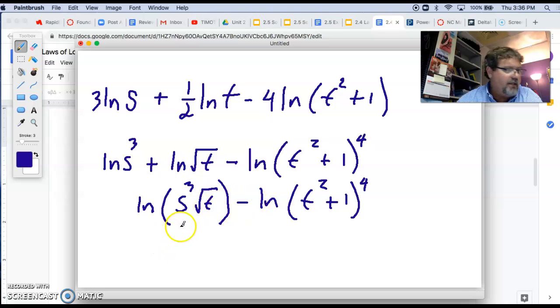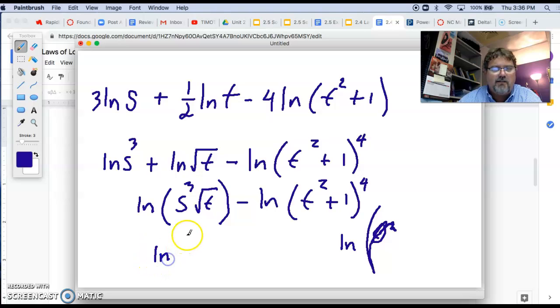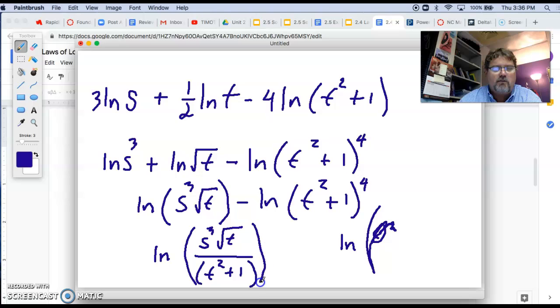And then finally, this can be a quotient. And our final answer is going to look like this. I'm kind of getting low on space. Let's put it right here. Natural log, big parenthesis. Oh, come on. I'll put it over here. Natural log of s cubed square root of t divided by (t squared plus 1) to the 4th, close, close. So that was that quotient, and this right here is just a mistake.